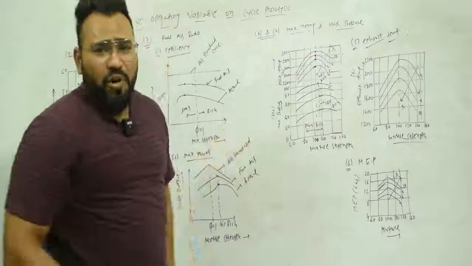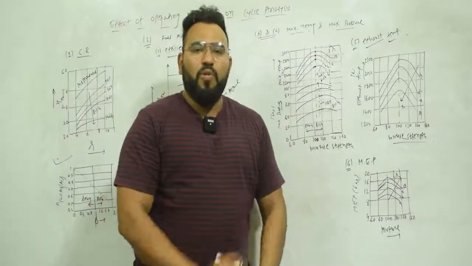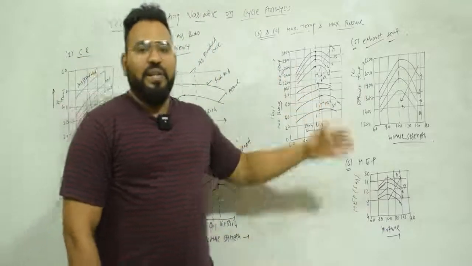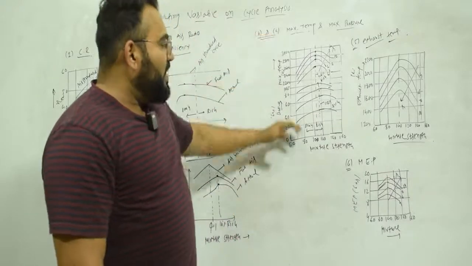So this is just a graph. Whenever I explain this graph, what you have to do is open your book, see the graph and then see my explanation, and you just have to mug it up. There is no other way. So this is the maximum temperature, maximum pressure explanation.